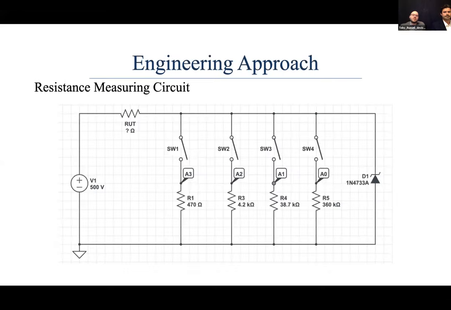And here you can see just a kind of a rough diagram of the measurement circuit as a whole. You can see switches 1 through 4, which are used to disconnect or connect each stage to the circuit. And you can see on the right, the diode that we use to protect the Arduino from voltages higher than 5 volts. And you can see the resistance under test.